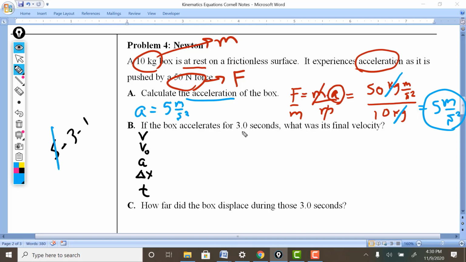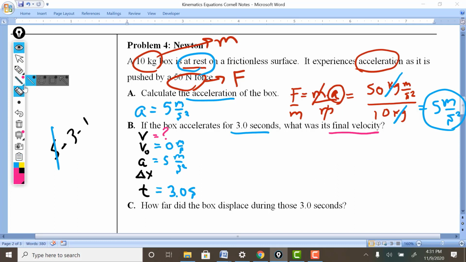They gave us a time. We know the acceleration, we just got it up here. And we know it starts from rest. And we want to know what the final velocity is. That means we listed the 5 things, and we find out the one we're looking for. Write down all 5 variables, identify the 3 things they give you, and identify the one you're looking for.